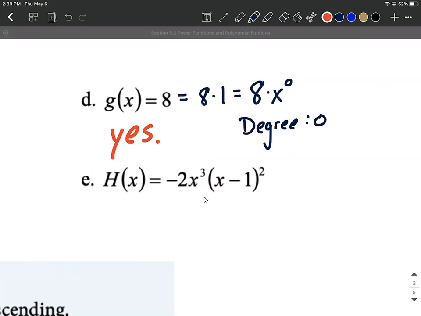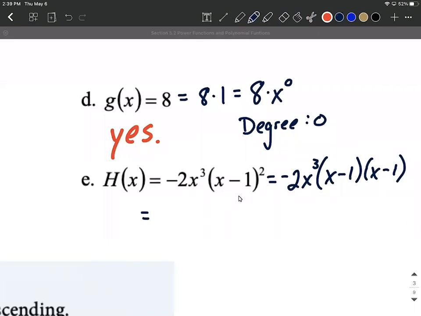All right, h of x, the last one we're going to go through in this video, we've got to be a little bit careful here. We've got a couple things multiplied together. If we actually take the time and multiply this out, this will be a little bit easier to see that it actually is a polynomial. By that, I mean we can write 2 copies of x minus 1 multiplied together, right? That's what an exponent means, is that many copies of the base multiplied together.